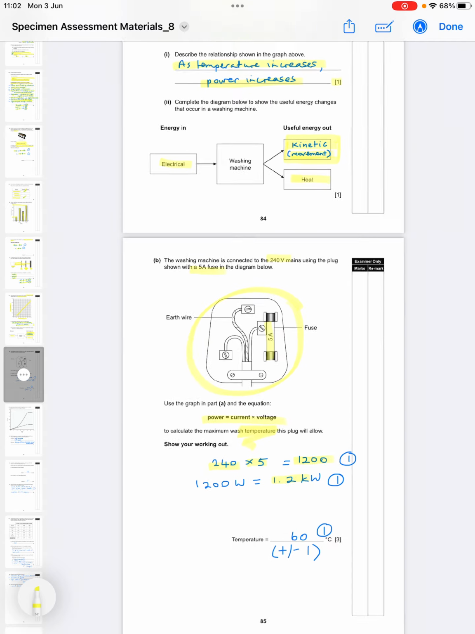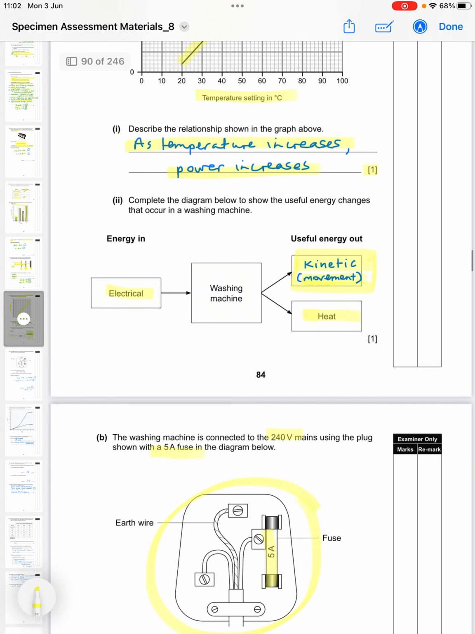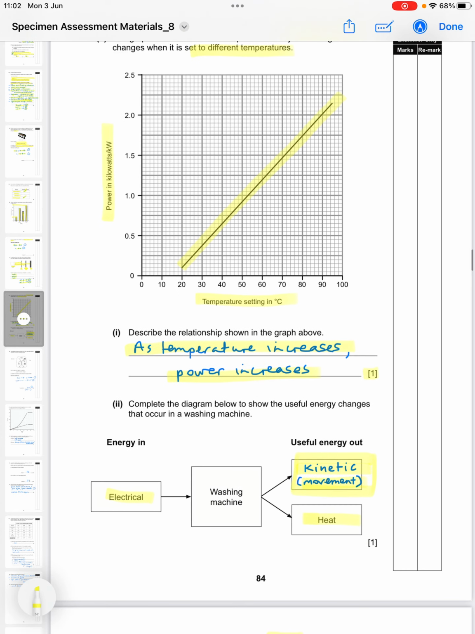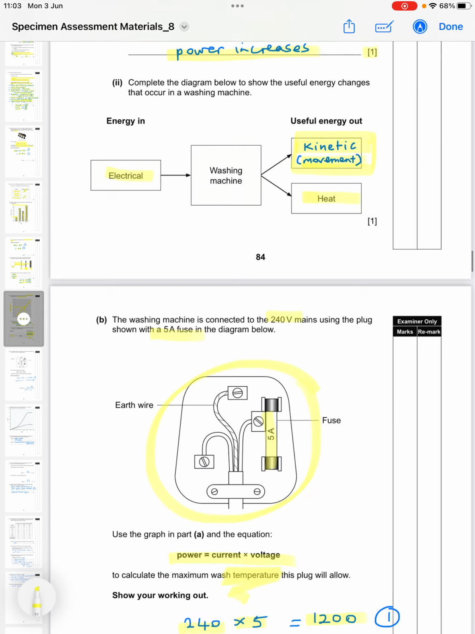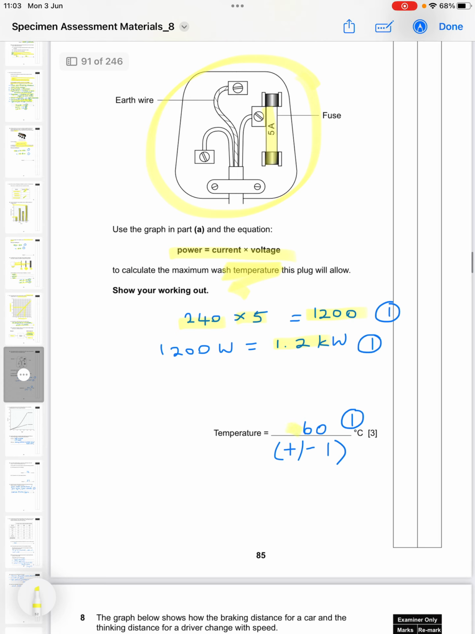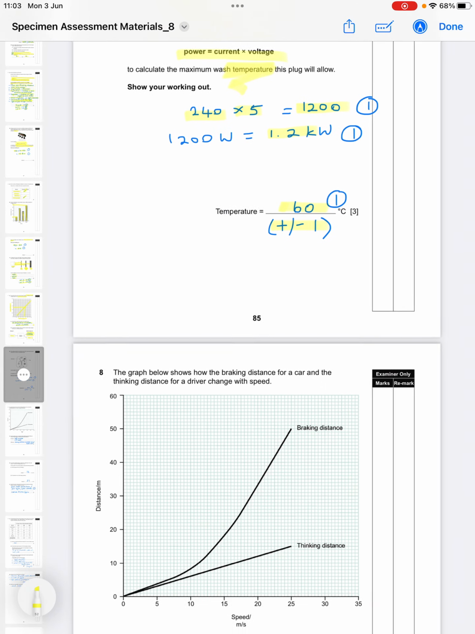Now, when you read from the graph up here, 1.2 kilowatts is coming in about here. And when you read that accurately, you would see that it comes in at 60 degrees. Now, they've said plus or minus 1 for that.